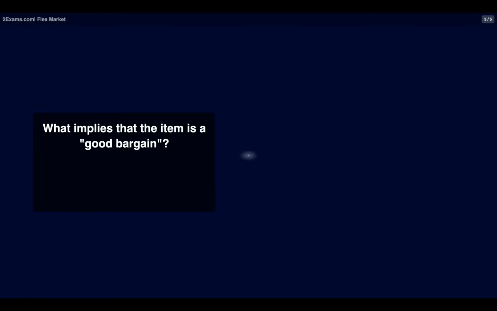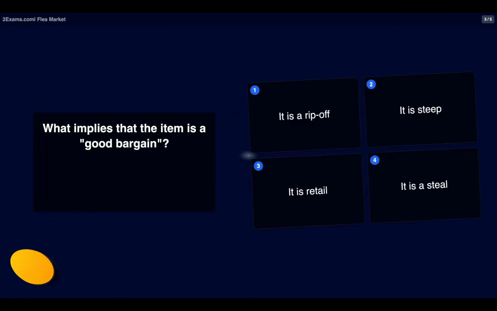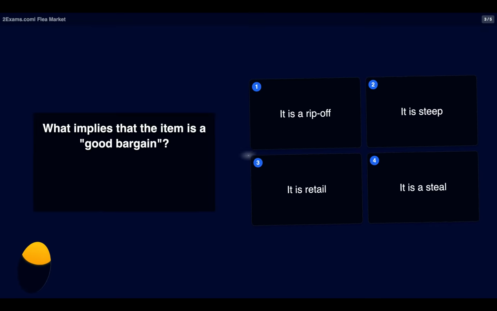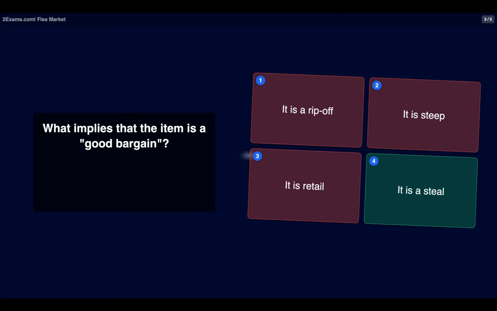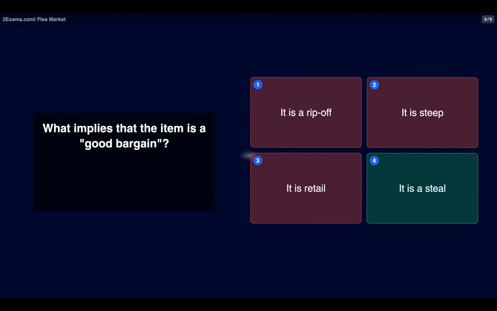What implies that the item is a good bargain? Good job. The answer is, it is a steal.